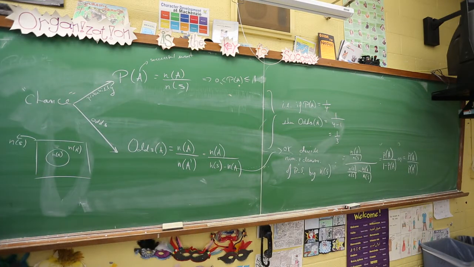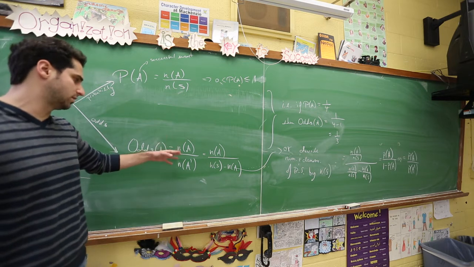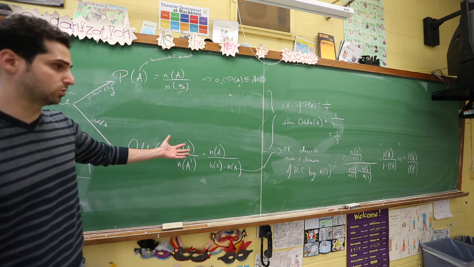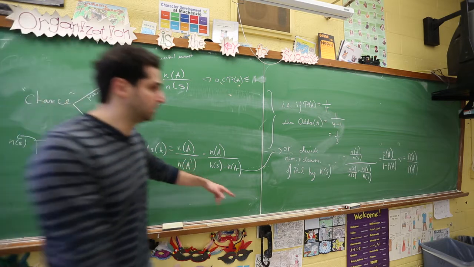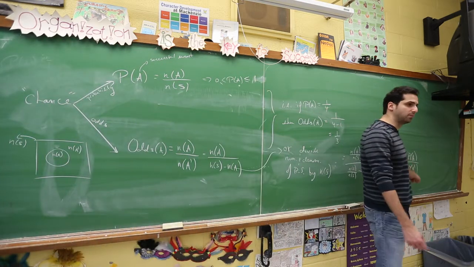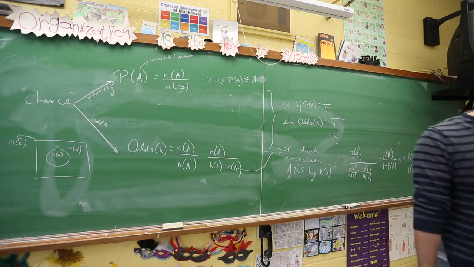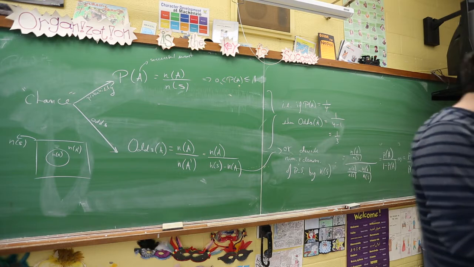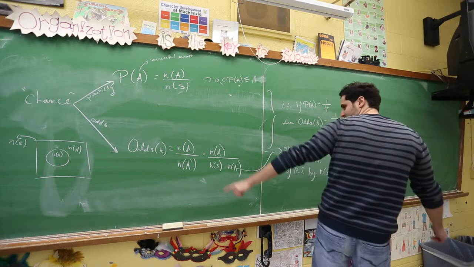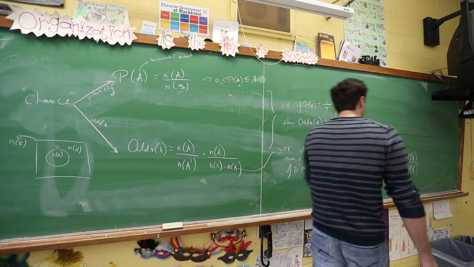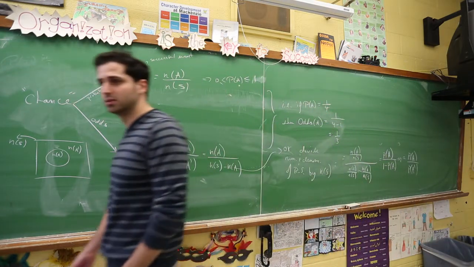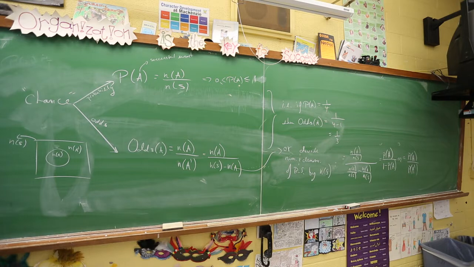So you can also say that odds can be defined as the number of successes to the number of failures, or as the probability ratio: probability of success to probability of failure. Why? Because the n's from each denominator offset. Instead of just doing it as nA over nS minus nA, you can do it as P(A) over 1 minus P(A). Okay, agreed? You guys follow this so far?